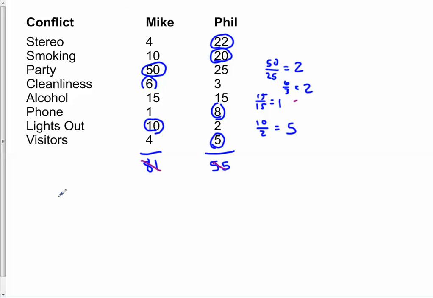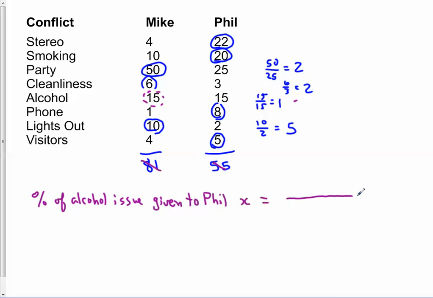Okay. So what percent of the alcohol issue should Phil get from Mike? Because initially we gave it to Mike. Now Mike has to share some of that, it has to go to Phil. So the percent of the alcohol issue that has to be given to Phil is, and let me rewrite these 81 and 55 because we're not crossing them out.